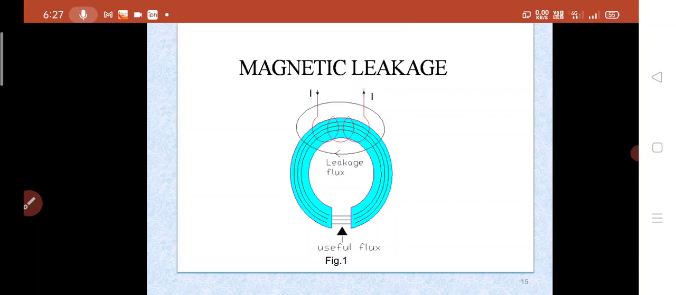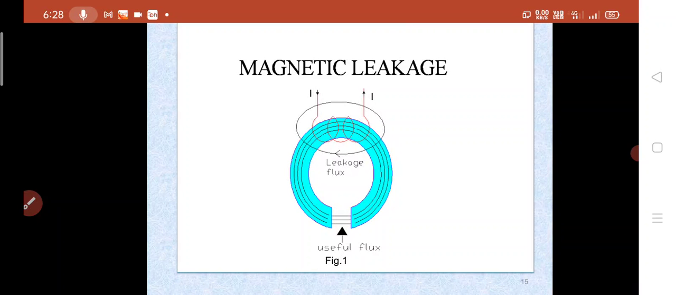The flux which is available in the air gap and is used to produce the desired effect is known as useful flux and is denoted by the symbol Φu.